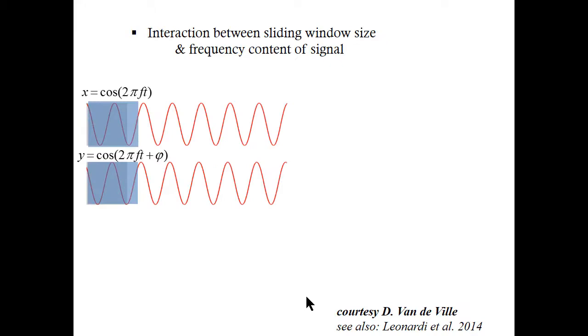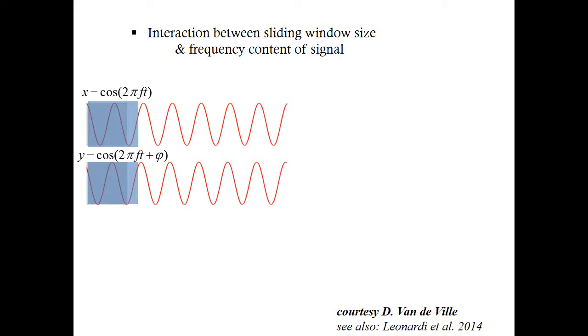Another way we can get spurious effects relates to the interaction between the sliding window size and the underlying frequency content of our signals. As a little simulation, these are just two sinusoids, offset from one another by a small phase shift. You can't really see it here, but since this is a constant relationship, we'd really like our analysis to say that the relationship is constant.